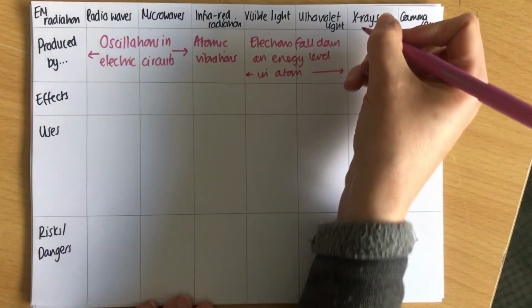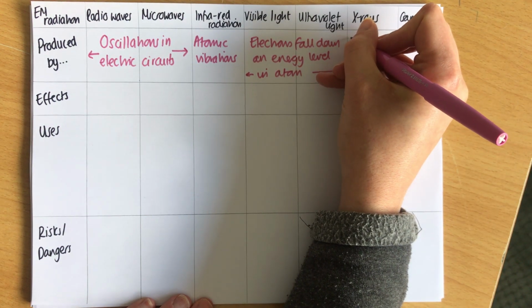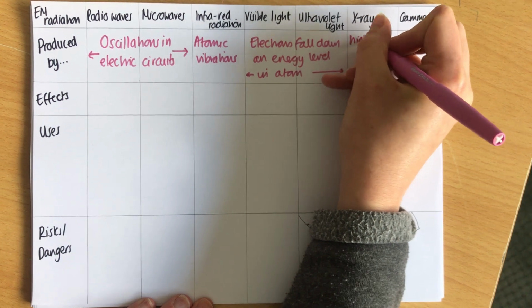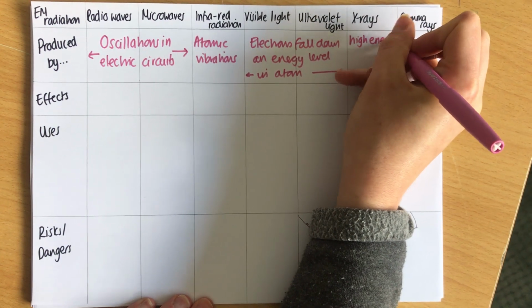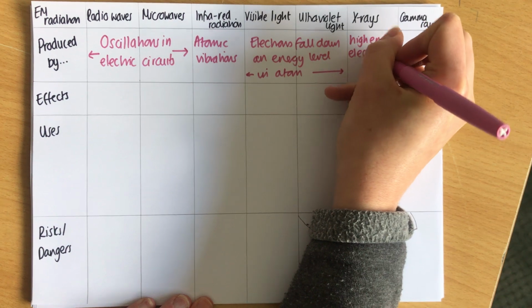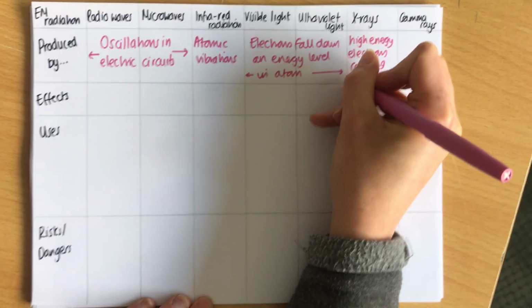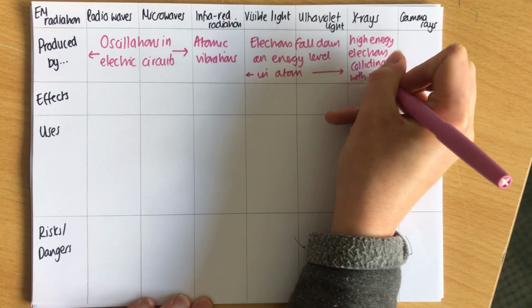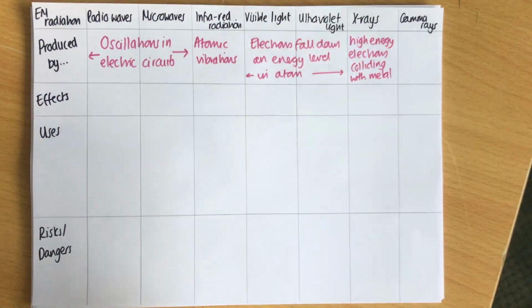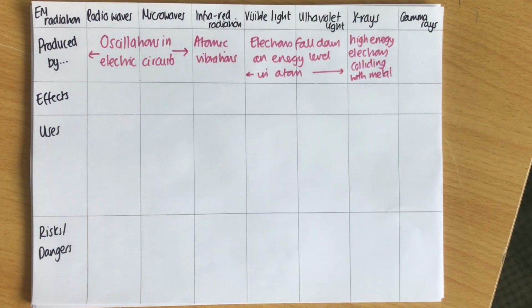X-rays aren't produced this way, which is the least common way. If we want to make X-rays, the way we do it is that we have high energy electrons and we make them collide with a metal. So if you whack an electron into a metal, it will produce an X-ray, and that's how they do it in X-ray machines.